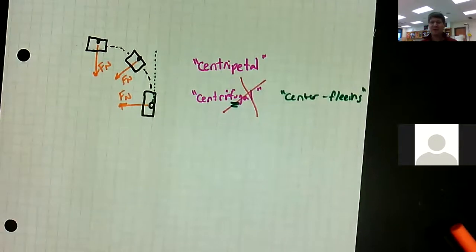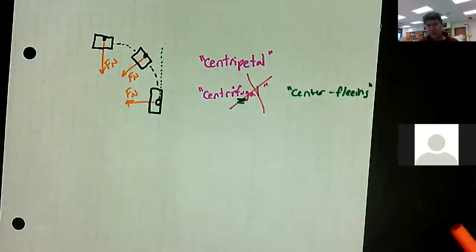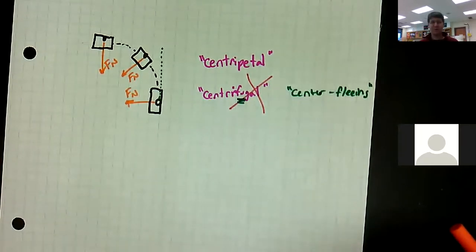It appears to exist, right? You appear to have some force pushing you to the right, but there isn't. It's just your inertia trying to make you go straight. What does exist is a centripetal force, and the centripetal force points towards the center, does not point away from the center, like a centrifugal force would.